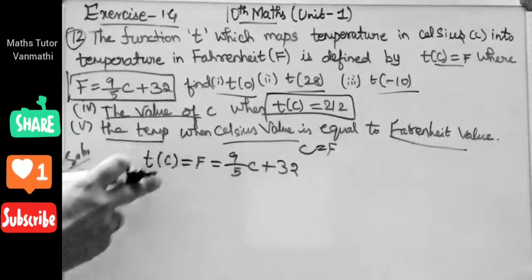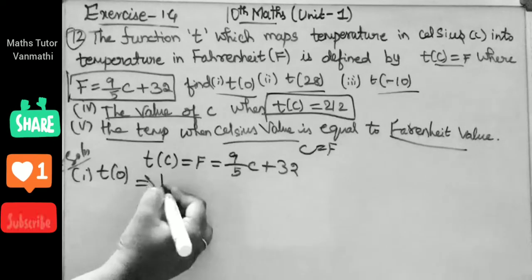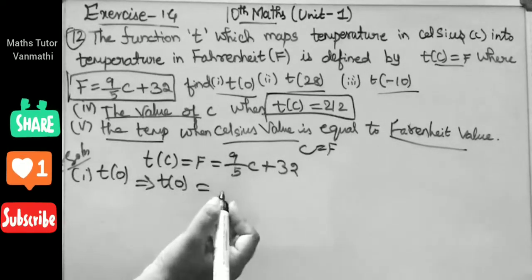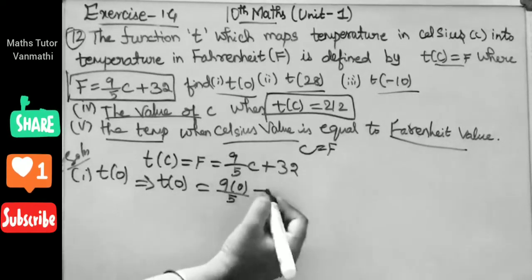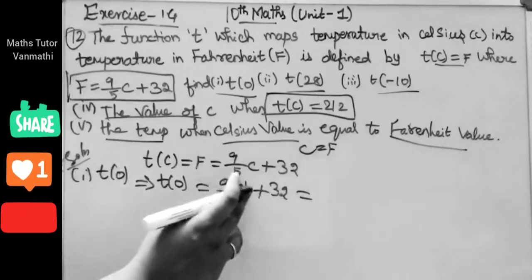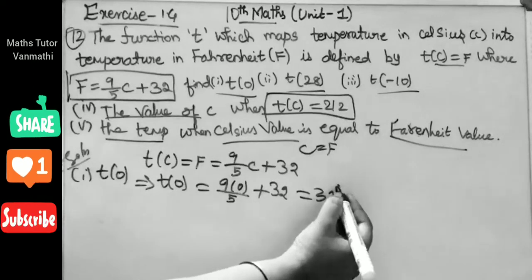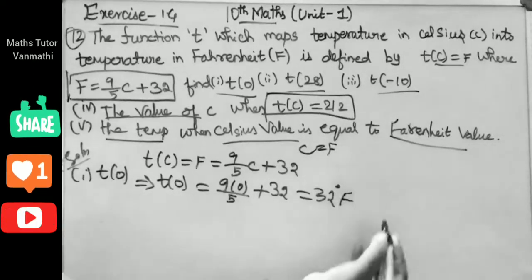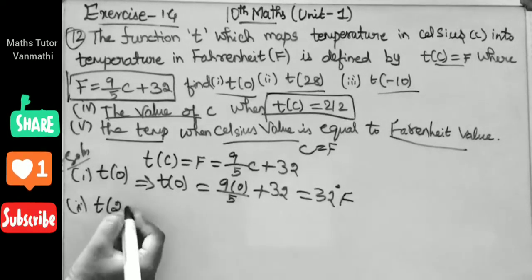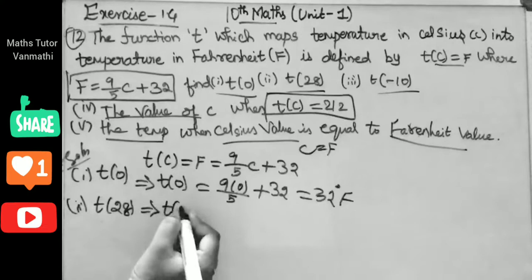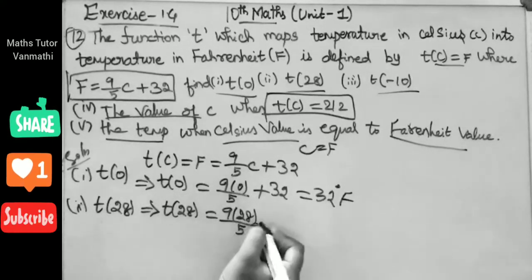Next, for this we are going to find t of 0. In the place of c, substituting 0, you get t of 0 equal to 9 into 0 divided by 5 plus 32. You get 9 zeros are 0 plus 32, only 32. You get 32 degree Fahrenheit. Clear?